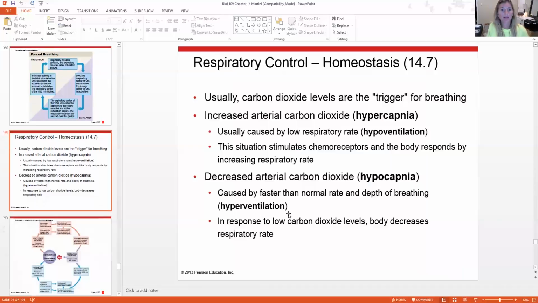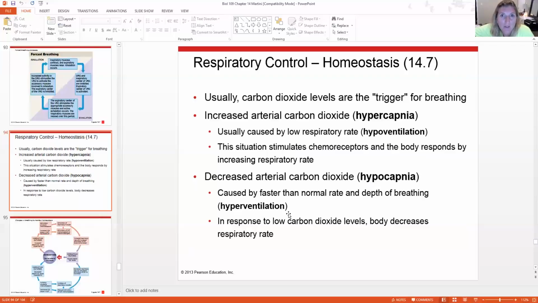So how do we maintain homeostasis? Usually carbon dioxide levels are the trigger for breathing. So our body doesn't care so much about oxygen. I mean, obviously it does, but the big player in respiratory rates is carbon dioxide. So with increased carbon dioxide levels, hypercapnia, which is going to be caused by a lower respiration rate, that situation is going to stimulate chemoreceptors, and your body's going to respond by increasing your respiration rate.